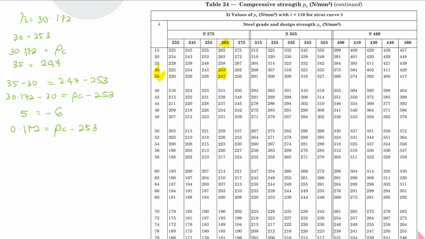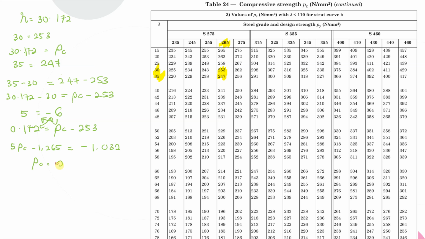Okay, and then we can calculate by cross multiplying the values. So when I cross multiply, I get something like this. Okay, and then what we need to do is get the value of PC here. Okay, just calculate. I get 1000, negative.